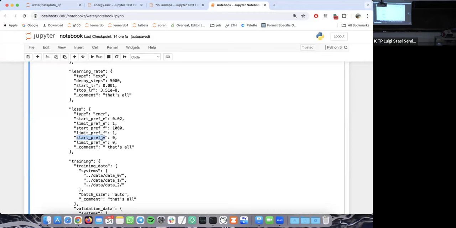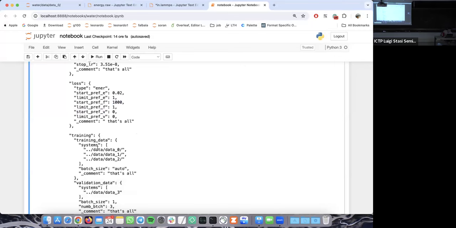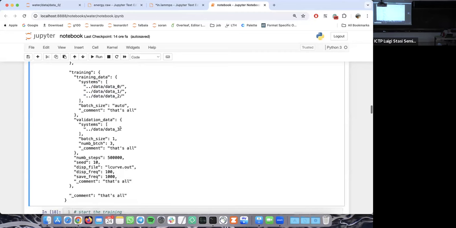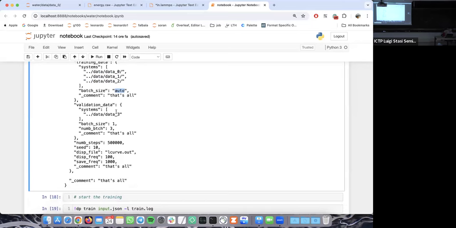So if you are going to train on the virial, what is the order of magnitude you choose? Usually it is 100, so a bit smaller than the forces, and then you end with 100 or 10, something like this. But you can play. Then here you are feeding the data, so three different systems, each one with different frames. The batch size is automatically chosen, but usually, if you have systems that are bigger than, say, 32 atoms, you can use batch size equal to 1. So at each mini, sorry, at each step.